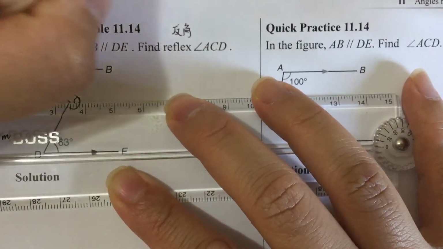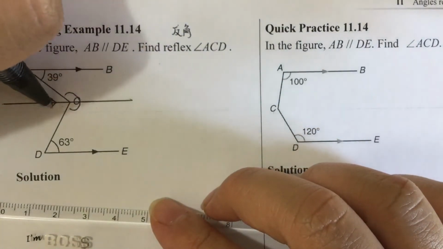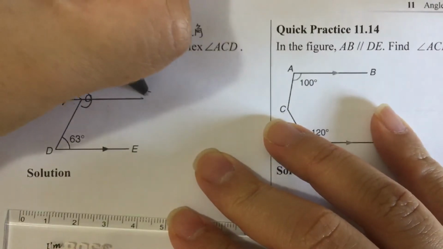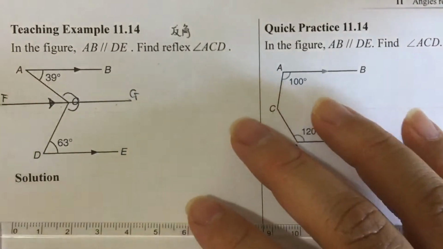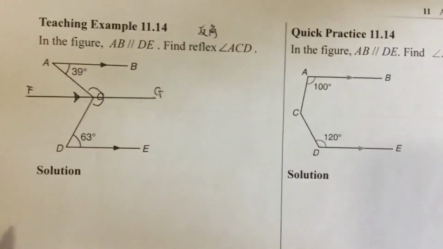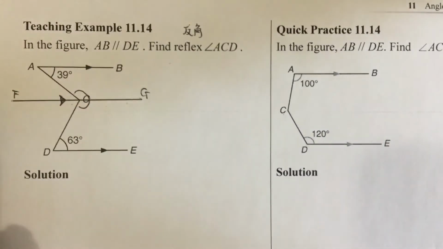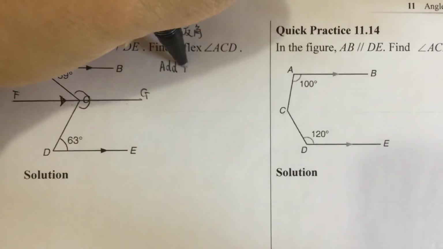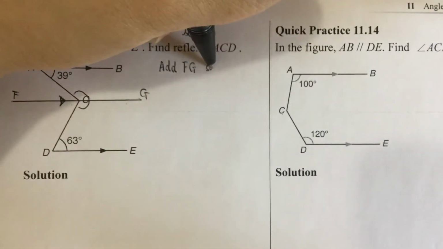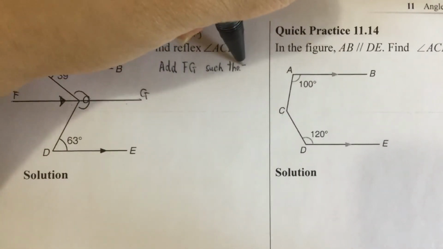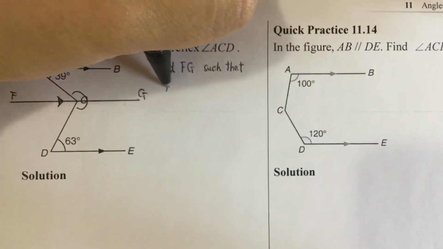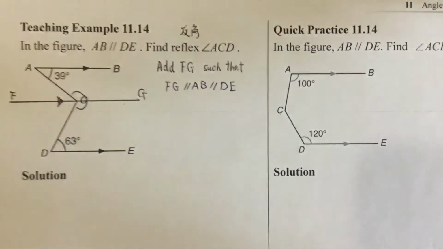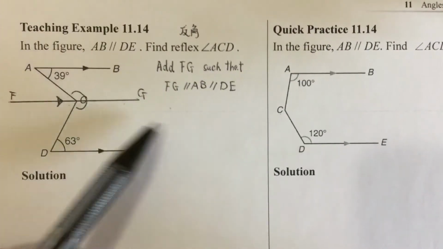So we add this one, and we call it F and G. Every time you add this one, you can solve the problem immediately. So every time you want to add the straight line here, you will say a word to add FG, such that it can fulfill some reason: FG is parallel to AB and parallel to DE. You add this straight line so that we can see these three are parallel.